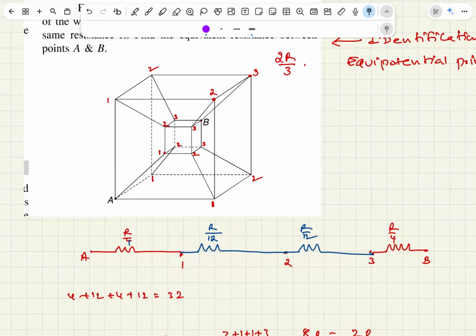Similarly, 2 to 3 is the same situation. R by 12, R by 4. R by 12, R by 12. R by 4.